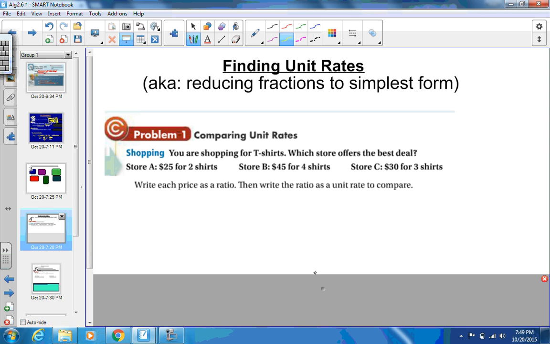So we have store A. Oops, I'll use a different color now. Store A, store B, and store C.